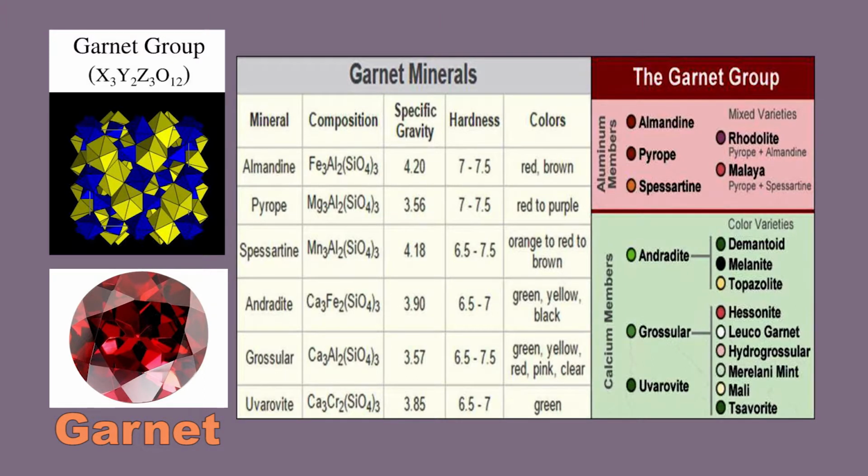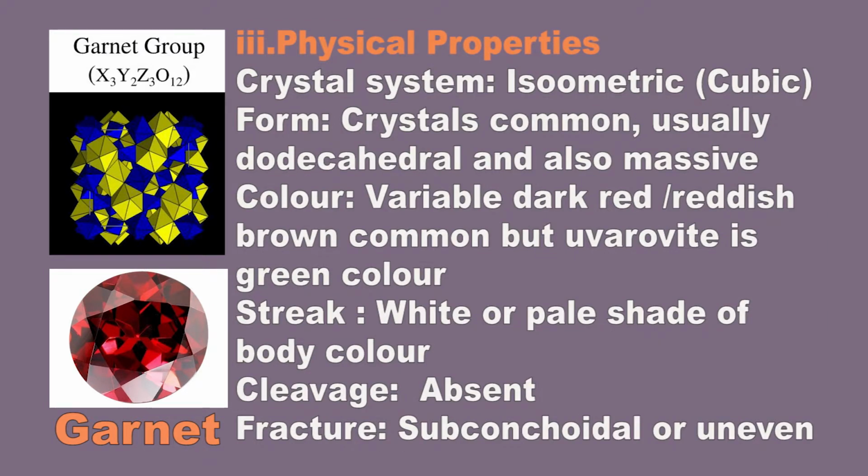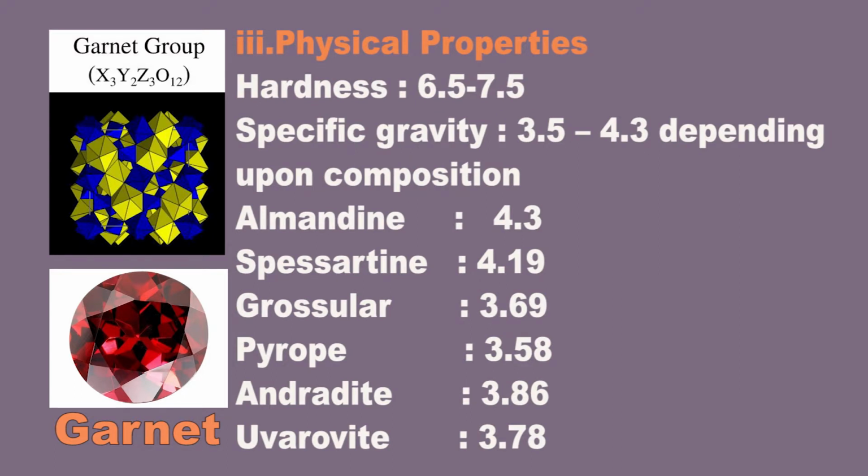Physical properties: crystal system isometric, cubic; form: crystals common, usually dodecahedral, and also massive. Color: variable, dark red or reddish brown common, but uvarovite is green. Streak: white or paler shades of body color. Cleavage: absent. Fracture: subconchoidal or uneven. Hardness varies from 6.5 to 7.5.